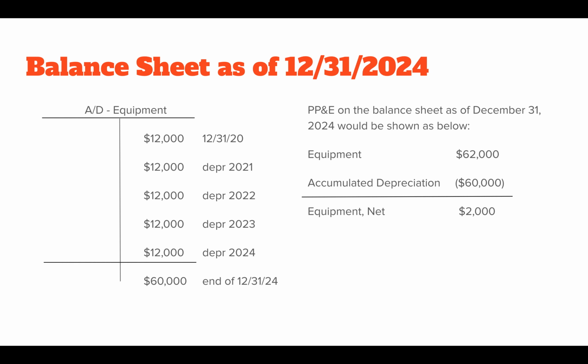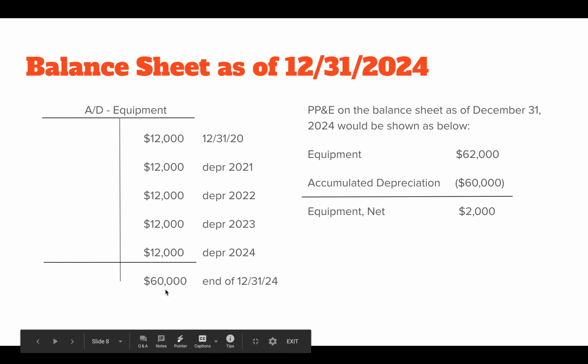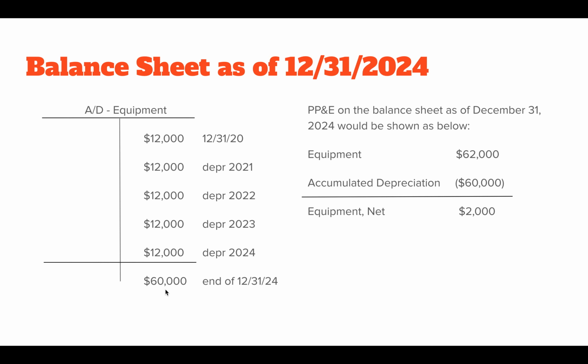So let's look at that. This is the T account for accumulated depreciation, and since I'm using straight line method, that means my depreciation is going to be the same year over year. And I'm doing this for 5 years, so I'm doing it from 2020 to 2024. And every year I'm depreciating $12,000. It means at the end of December 31st, 2024, my accumulated depreciation is $60,000.